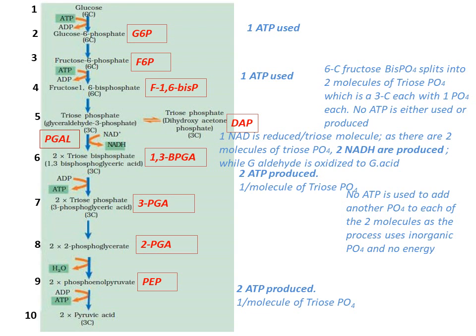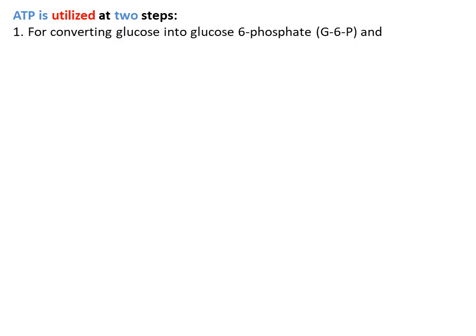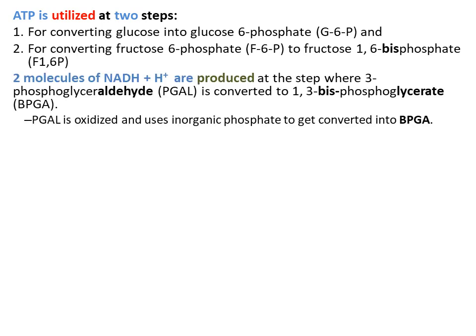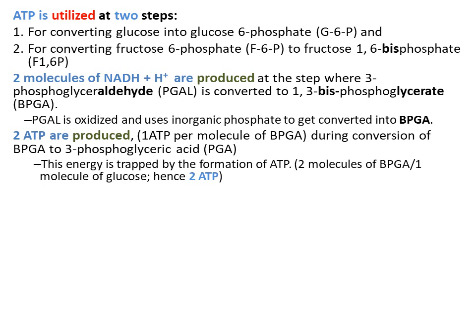finally produced. We can see that the process of glycolysis is complete, but the oxygen has not come into play till now. So the process of glycolysis does not require oxygen as such. So we can notice that ATP is utilized. 1 ATP is utilized at 2 steps. First, for converting glucose into glucose 6-phosphate, and second, for converting fructose 6-phosphate into fructose 1,6-bisphosphate. Also, 2 molecules of NADH plus H are produced at the step where 3-phosphoglyceraldehyde is converted to BPGA. That is, PGAL is oxidized.